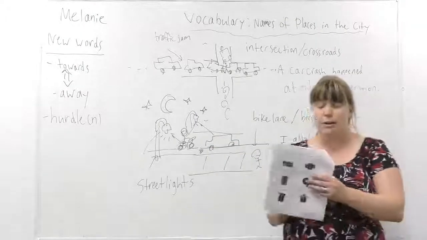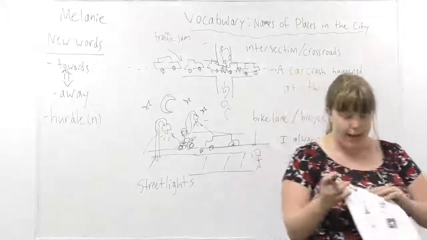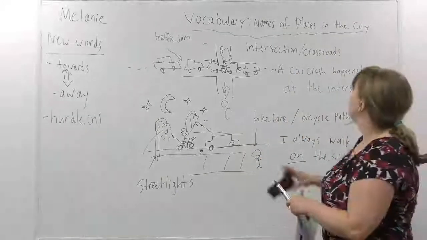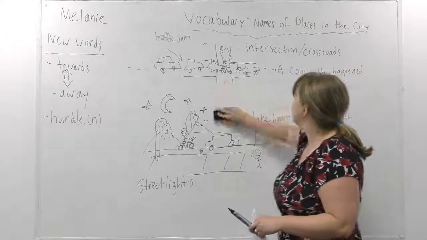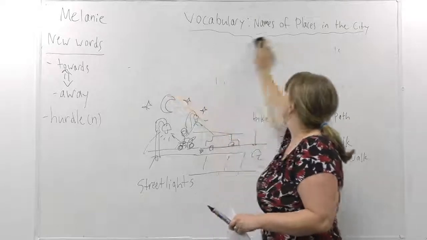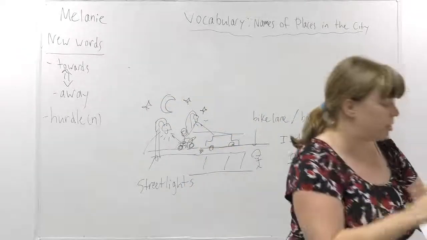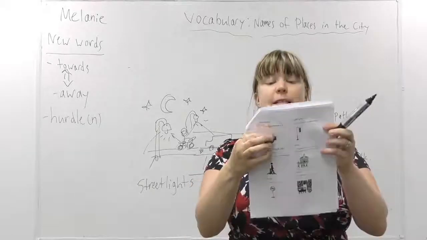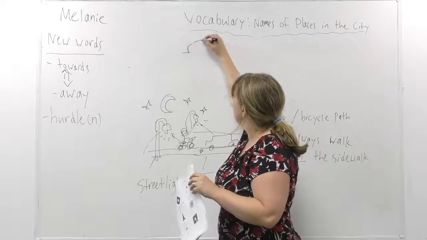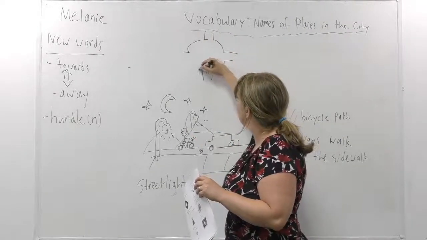Okay, so we're going to go to here and let's do the roundabout. Okay, so I'm going to get rid of this traffic jam, the intersection. All right, so what is a roundabout? So I think a roundabout's pretty self-explanatory. So it's basically, sometimes it's called a traffic circle.